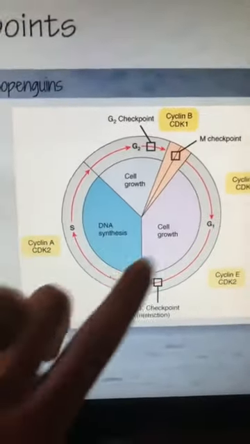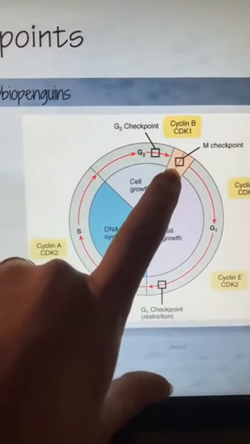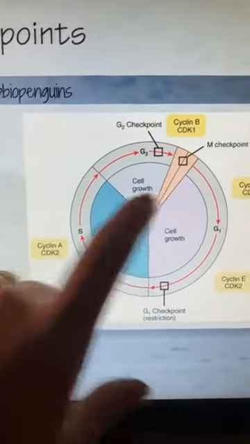Okay, so our last checkpoint that we need to talk about is our M checkpoint right here. Notice that it's in the middle of the M phase. And so we know that the M phase is the mitotic phase, right? So the M checkpoint is actually occurring during metaphase. If you remember that in mitosis, which we're going to go through in a second, metaphase has to do with when our sister chromatids are aligned on the metaphase plate, or homologous chromosomes if we're talking about meiosis.